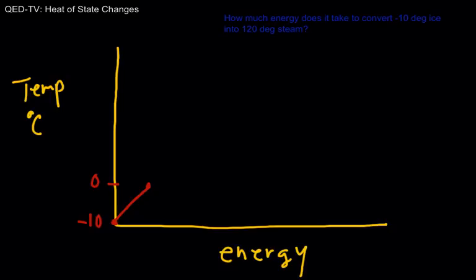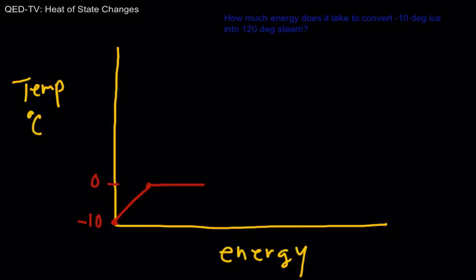Now, it's unusual here because we keep putting energy in, but the temperature will not continue to go up. The temperature will actually plateau. But we're still putting energy in. What that means is that the energy must be being used for something different than to raise the temperature.